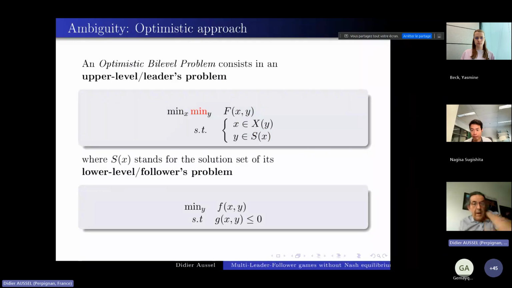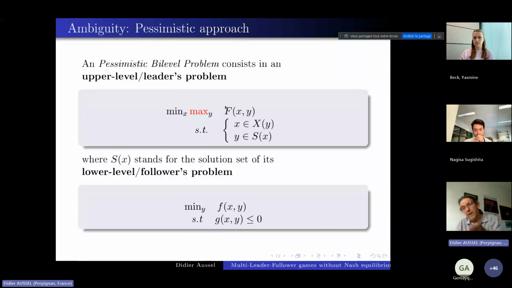And another way, and I would say the most classical way, is, of course, the optimistic, where you say, okay, actually, this follower will help me to reach my minimum. This is why it's called optimistic, because it is considered like the follower is a friend of the leader and tries to help him reaching his target, which is to minimize capital F. And of course, you have the pessimistic one, which considers that the follower is your enemy, and you are kind of risk averse, and you don't want to take any risk. And then it is a min-max formulation.